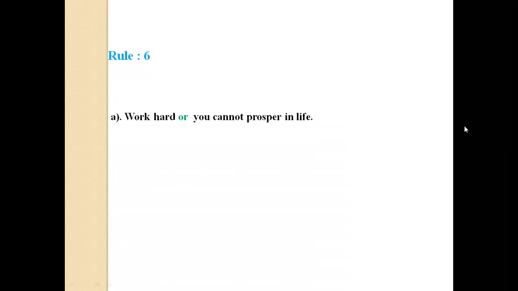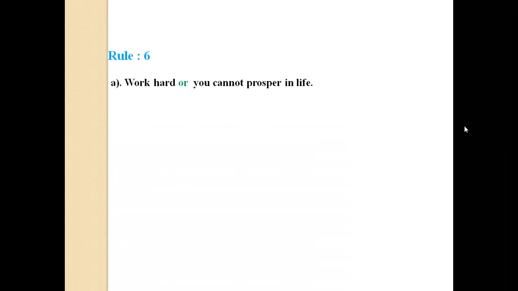Now rule 6. Work hard or you cannot prosper in life. In case of or, you use if at the beginning of the complete sentence. In this sentence there is or, and that is a conjunction. So instead of or, use if, then the subject you, then do not. The answer will be: if you do not work hard, you cannot prosper in life.